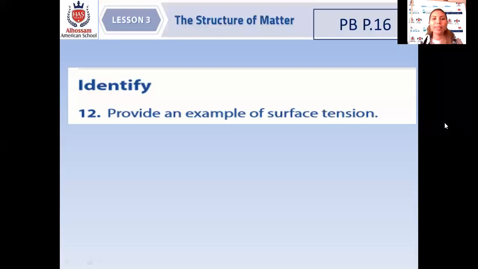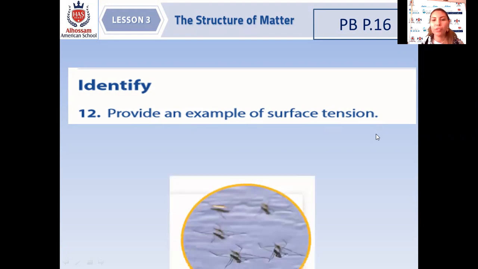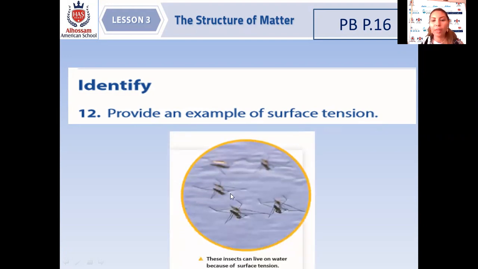Now, let's take the last question, number 12. Provide an example of surface tension. So surface tension, like in this picture, like insects can live on water because of surface tension, like paper clips, okay?